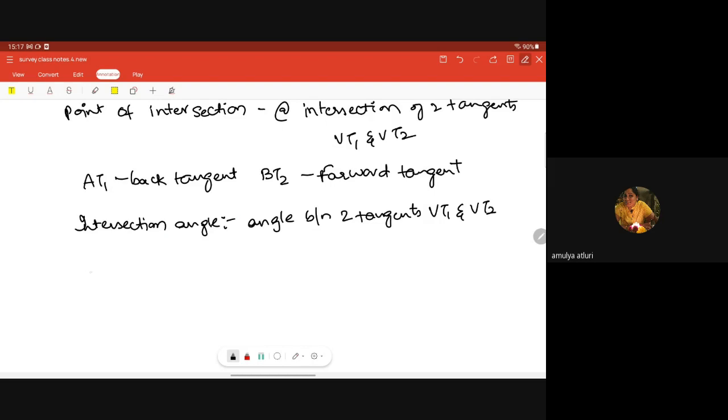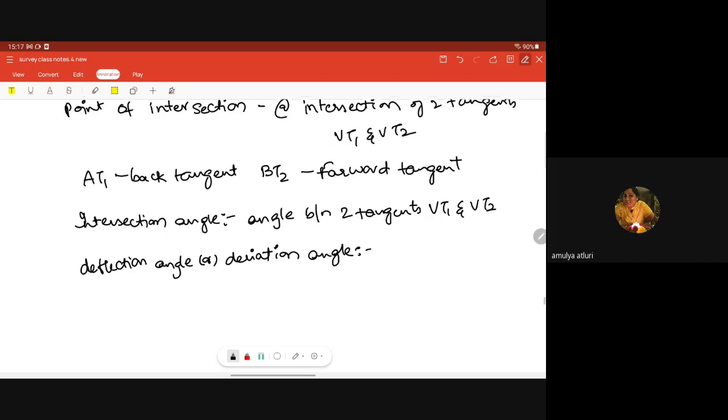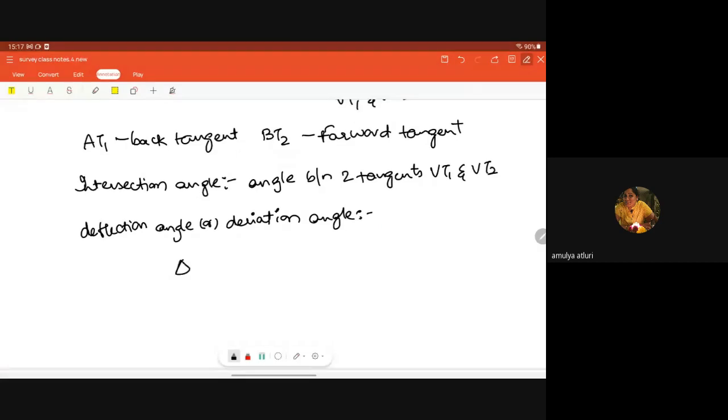Next, deflection angle or deviation angle. It is represented by delta. It is equal to 180 degrees minus the intersection angle. Got it?